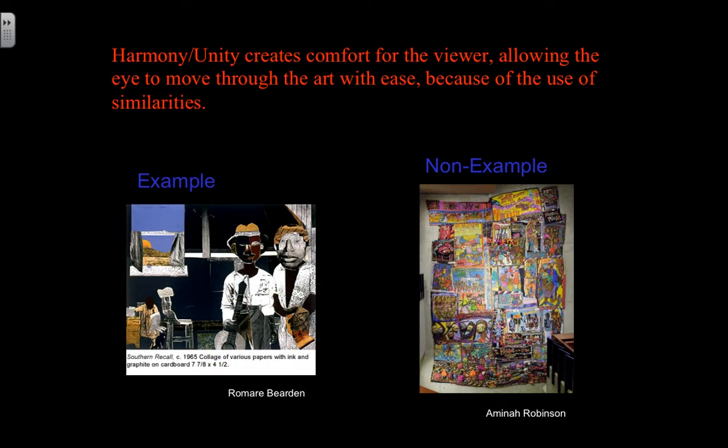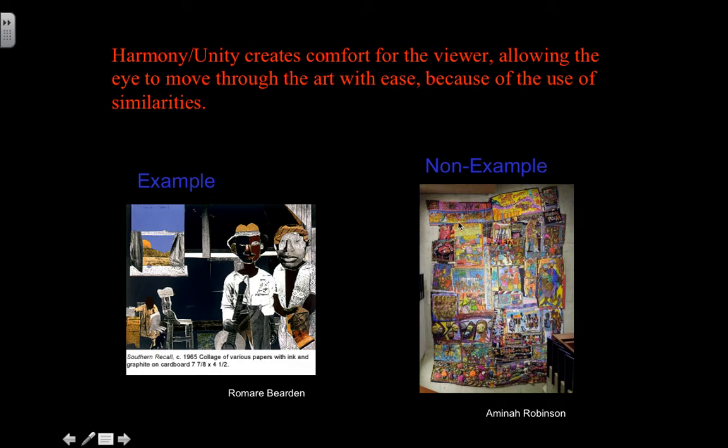So harmony or unity creates comfort for the viewer, allowing the eye to move throughout the artwork with ease because of the use of similarities. And here we have an example of a Romare Bearden print where they're creating an ease of our eye. You can look at the image. Nothing is standing out completely. It's not fighting with each other, all of the different images throughout, and they're kind of the same tone.